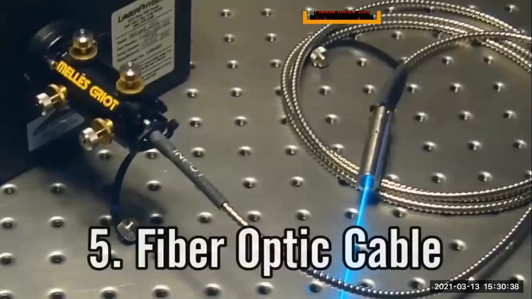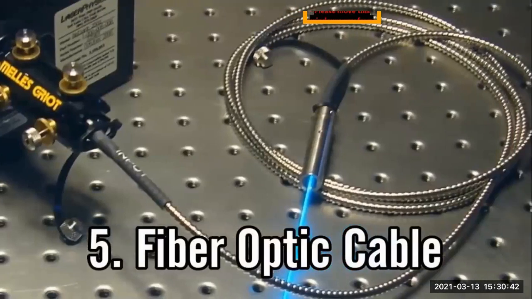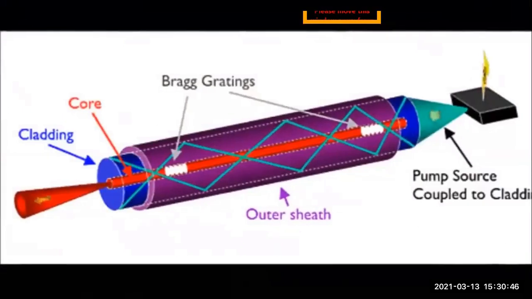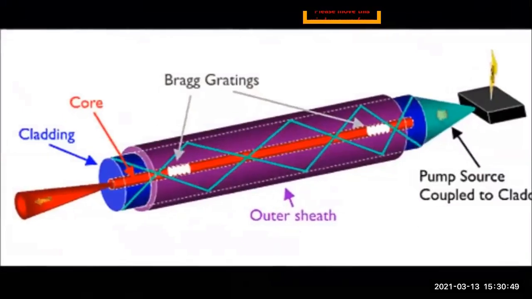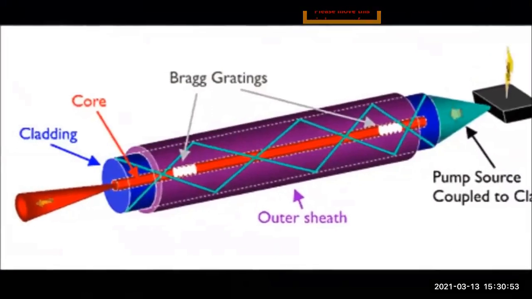The 5th use is data transfer and communication via fiber optic cables. So the concept, I'm going to simplify it as much as I can here. Imagine you have a cable, a wire that is hollow on the inside, and all the walls on the inside are very reflective, like a mirror.